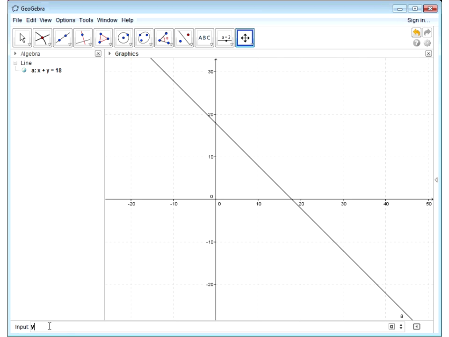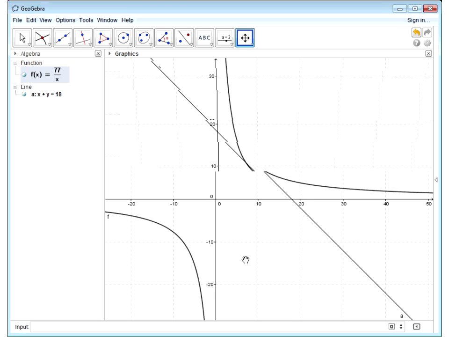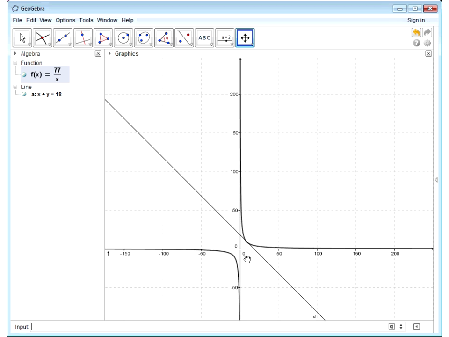All right. Now let's put our other equation in. It was y equals 77 over x, I believe. Oh, okay, that's not going to be linear. Since the x is in the denominator, it's actually a rational function. Let me zoom in on the intersection here. This part of the rational equation down here, it doesn't look like the line touches it at all. I can zoom way, way out. And it looks like it only touches right here.